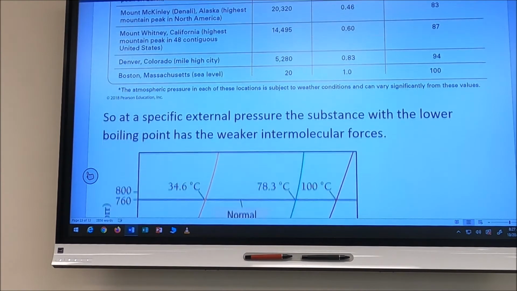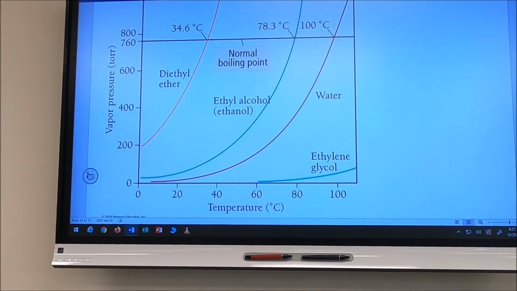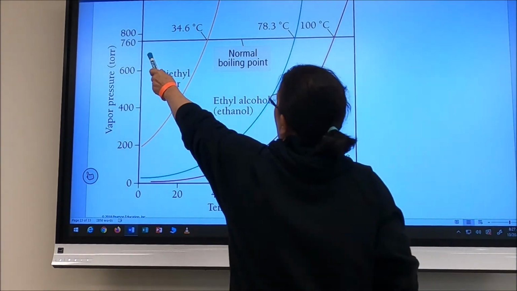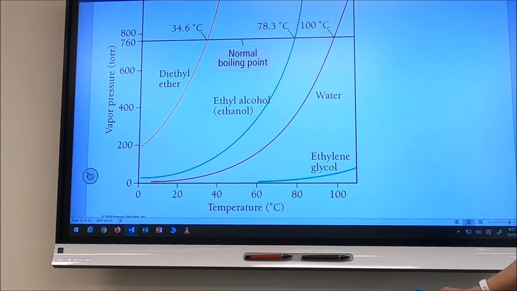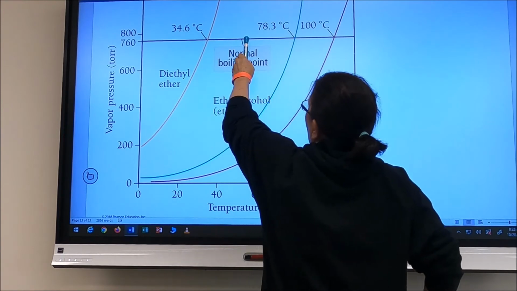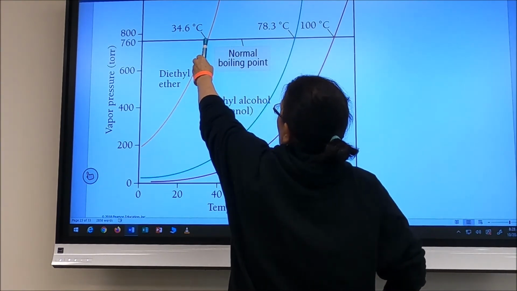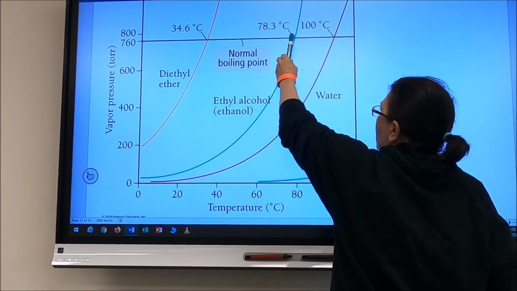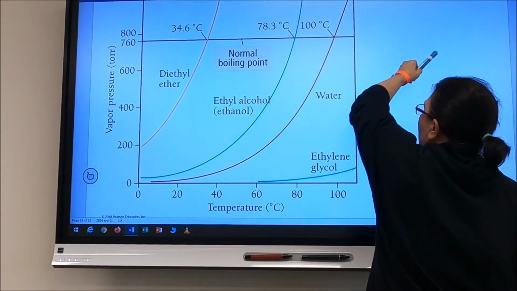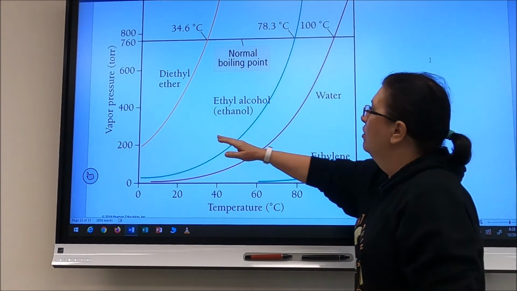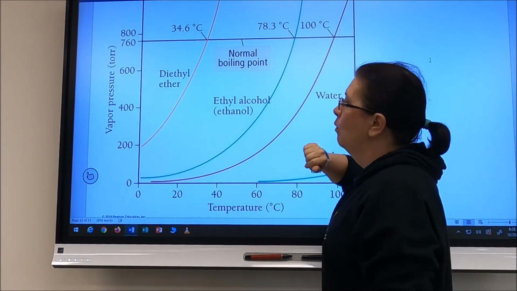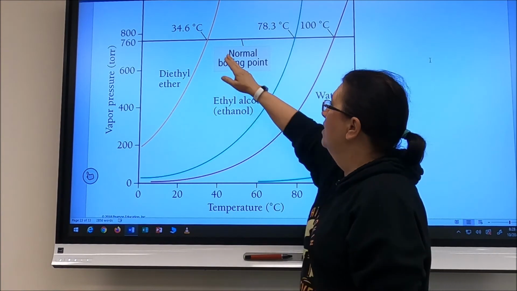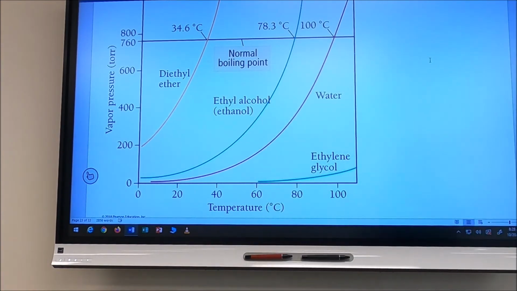Now, let's look at that graph one more time that I had in here earlier. The line drawn here, this horizontal line, 760 millimeters of mercury, or 760 torr, is the same as 1 atmosphere. So what we see is the normal boiling point line. You see diethyl ether has the lowest normal boiling point, and then ethyl alcohol, and then water, and then ethylene glycol is off our chart. So looking at these three substances, we can say that water has the strongest intermolecular force, and diethyl ether has the weakest because it has the lowest normal boiling point.